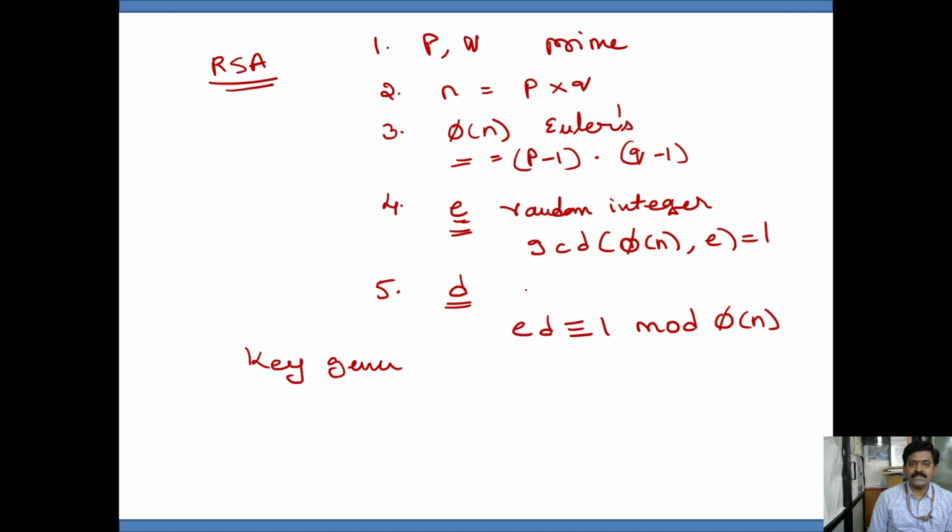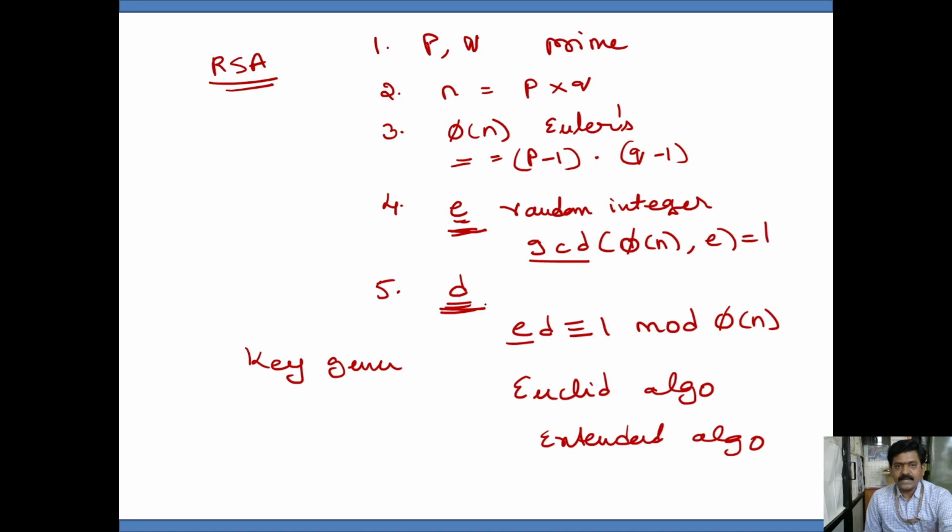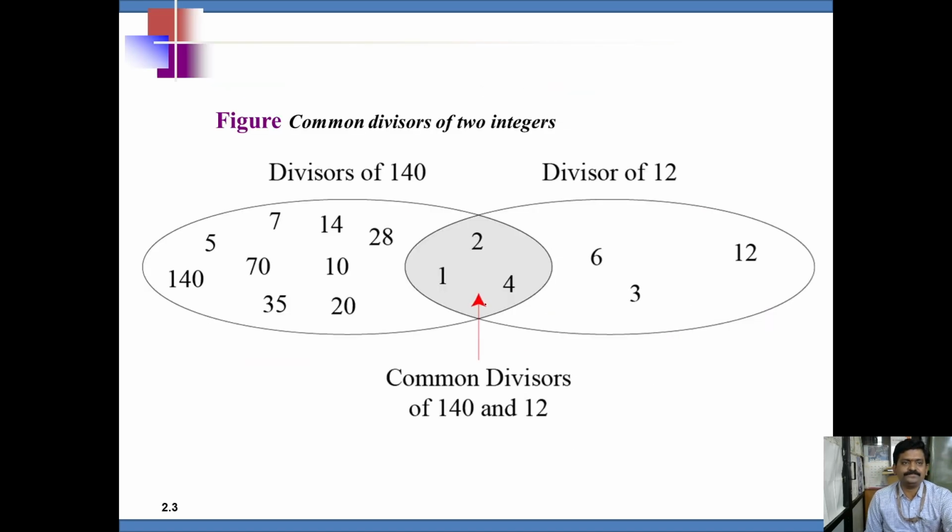Now the question is, if you observe these e and d, we have steps like calculation of GCD and calculating the multiplicative inverse. How do we do that? To do that, we have the Euclid algorithm and extended Euclid algorithm. These two algorithms help us in finding a random integer e and its corresponding multiplicative inverse d. Let us see how these algorithms help.